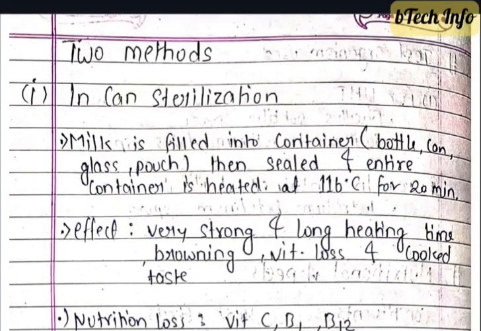In in-can sterilization, what do we do? Milk is filled into the container, bottle, can, glass, etc. Then it is sealed, and the entire container is heated at 116 degrees Celsius for 20 minutes. So what is the effect? It is very strong, and a long heating time is required for that. In that case, browning, vitamin losses and a cooked taste will come into the milk.